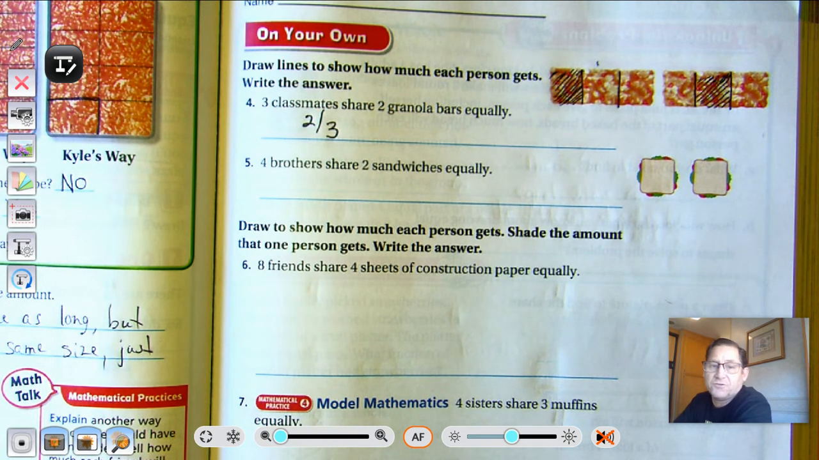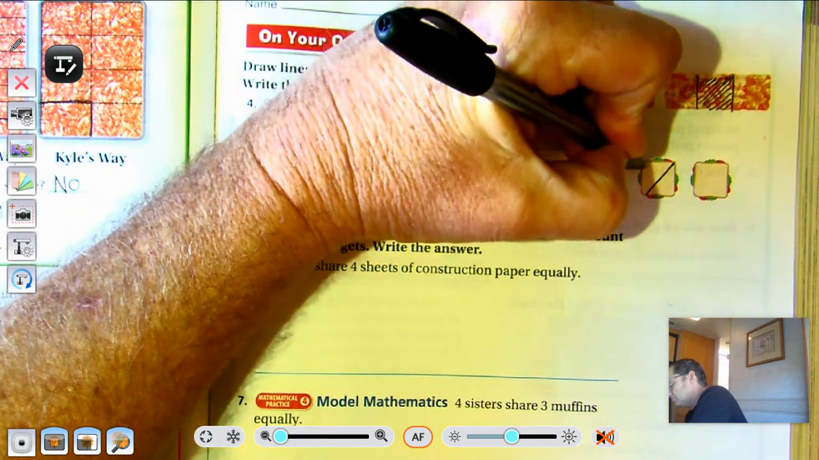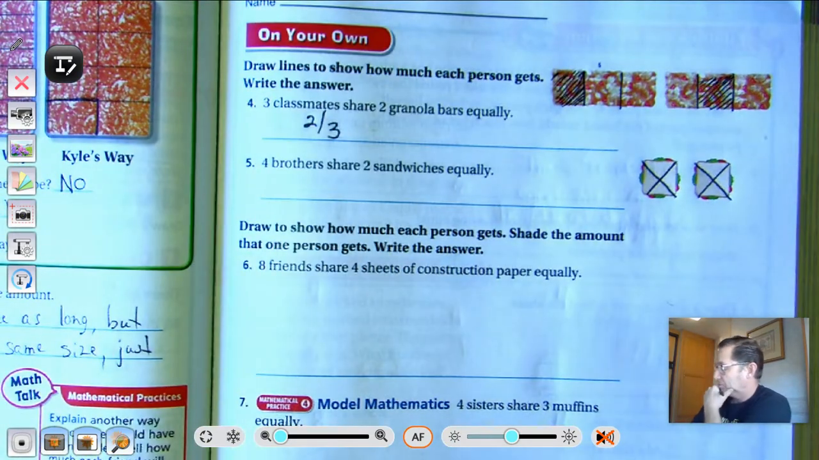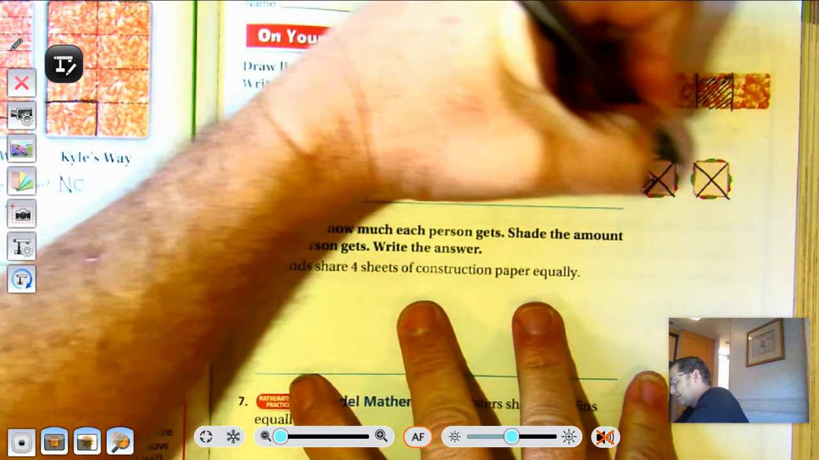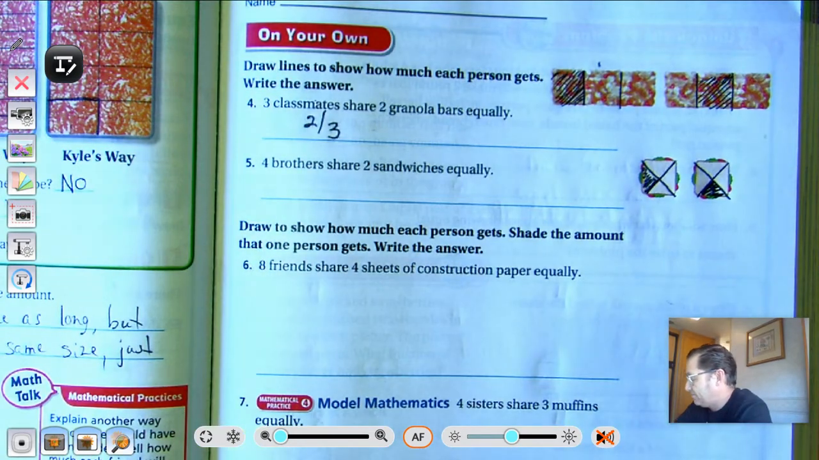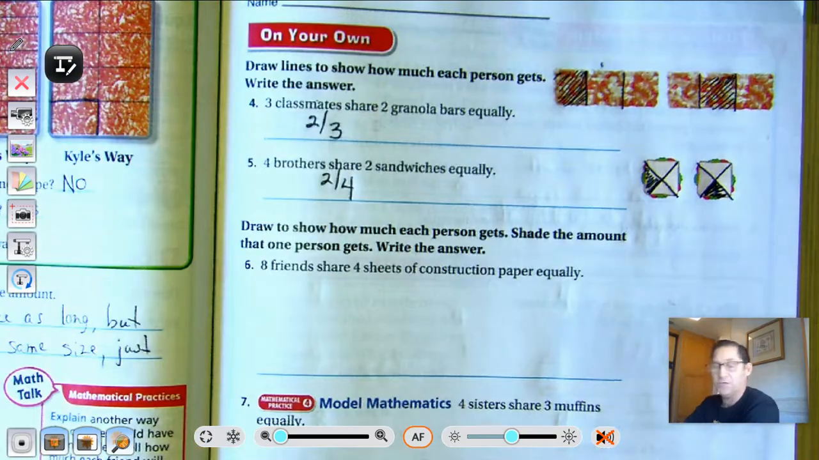4 brothers share 2 sandwiches equally. Okay, so if we take each sandwich and break it into 4 pieces, that's one way we could do it. And so if we put that together, they would get 2/4 of a sandwich.